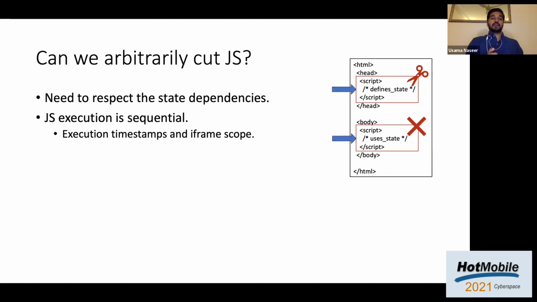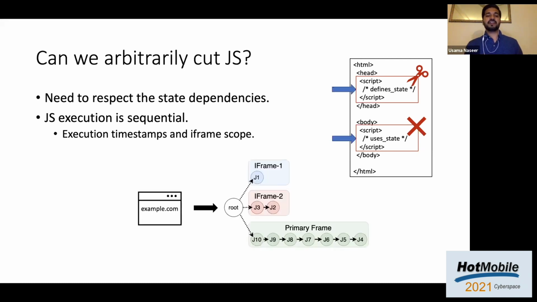But we do know that JavaScript execution is sequential in a browser. The browser executes the JavaScript per iframe in a single-threaded manner. We leverage this behavior to make dependencies between two JavaScripts, with the assumption that a JavaScript that runs after another one may have a soft dependency in terms of state. Using this heuristic, WebMedic first decomposes a website into its bag of JavaScripts and creates a dependency graph.